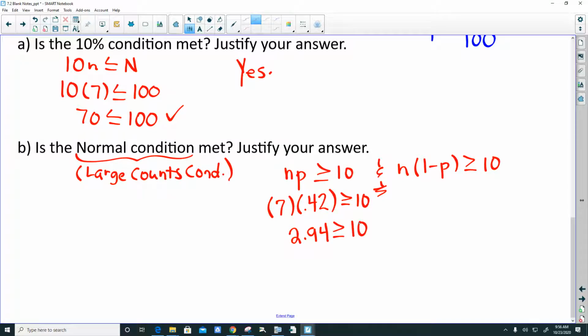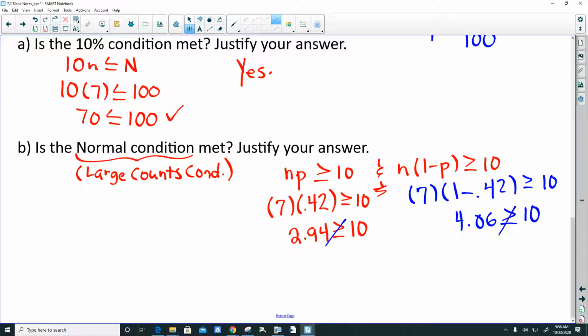And you'll notice that the number that we're getting is 2.94. That is not greater than or equal to 10. That's enough to say that this fails. I'm just going to go ahead and show the other side of this here. Essentially, we would be multiplying 7 by 0.58, which again, even on this side here, is also not met. But it really wouldn't have mattered because both of these have to be met in order for us to move forward with concluding that the shape of the distribution would be normal. So I would respond to this, no, the normal condition is not met, and my justification again is really just the work that I'm showing.